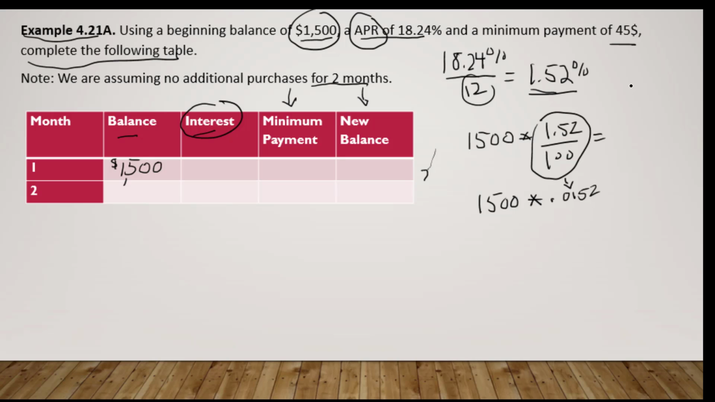So we need our calculators for this. So when you put it on pause, get out your calculator, make sure you're understanding this. 1,500 times 1.52 divided by 100. And I'm getting $22.80 in interest for the month. So I'm going to put that there. Now my monthly payment is $45. So now I'm going to determine my balance at the end of the first month. So how would you do that? Give it some thought.